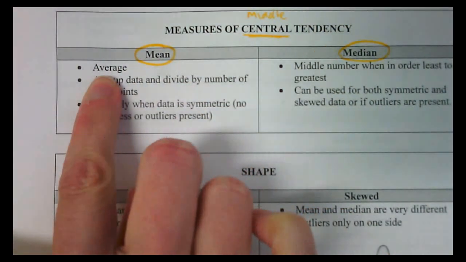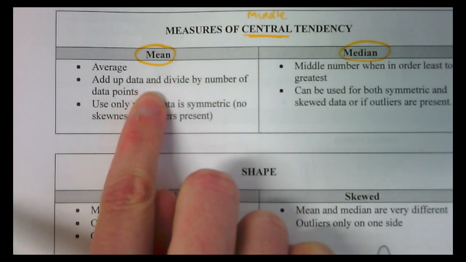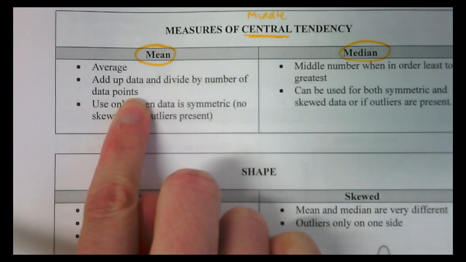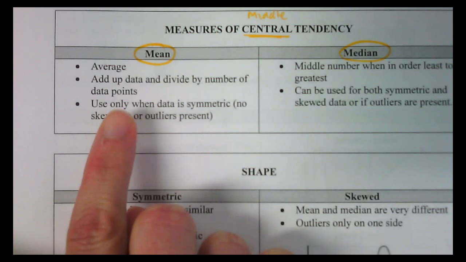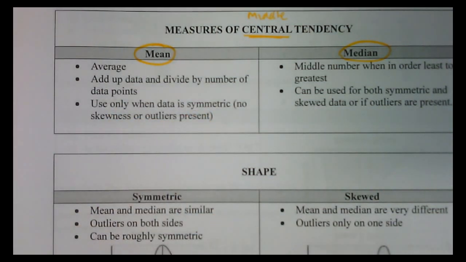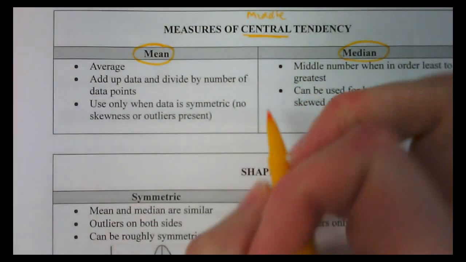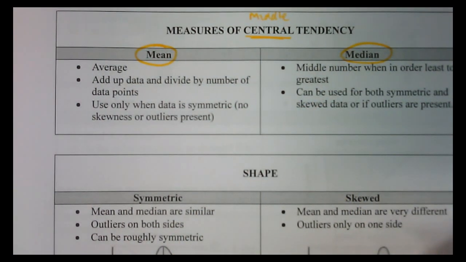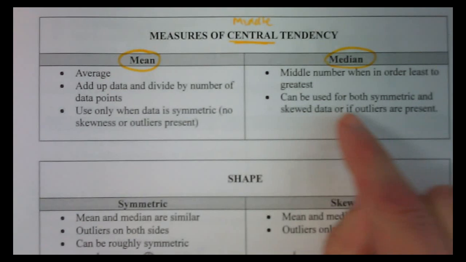Okay, the mean is our average. That's when you add up the numbers and you divide by the number of data points there are. We use this when the data is symmetric. Symmetric means it looks the same on the left side and the right side. So we're going to look at some shapes in a few minutes to see what that looks like.